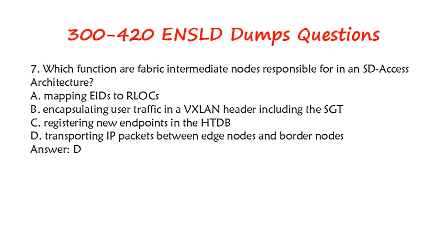7. Which function are fabric intermediate nodes responsible for in an SD-Access architecture? A. Mapping EIDs to RLOCs. B. Encapsulating user traffic in a VXLAN header including the SGT. C. Registering new endpoints in the HTTP. D. Transporting IP packets between edge nodes and border nodes. Answer: D.